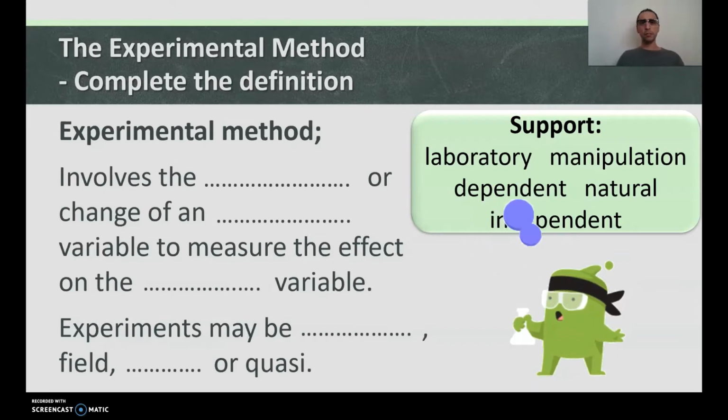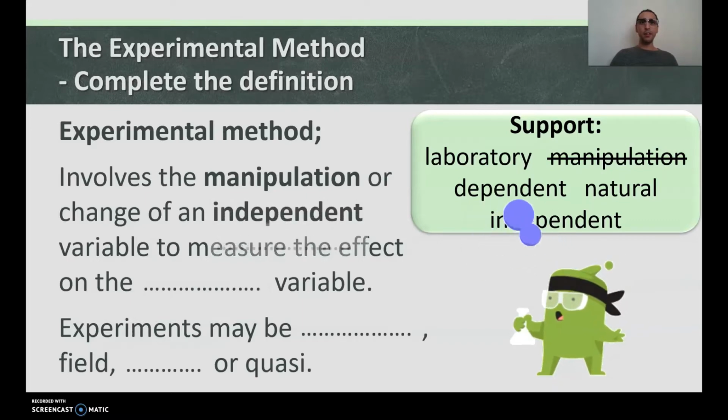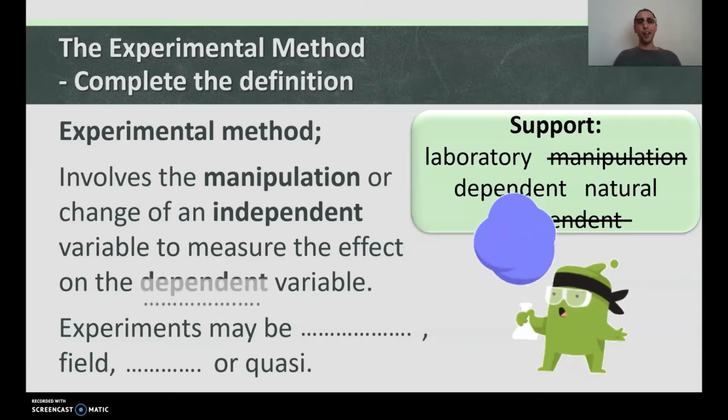Manipulation, I'm going to go with. Did you say that? Liar. Good. Manipulation or change of an independent variable. You won't know this yet, but we're going to know by the end of the lesson. To measure the effects on the other variable, which is the dependent variable. Very good.